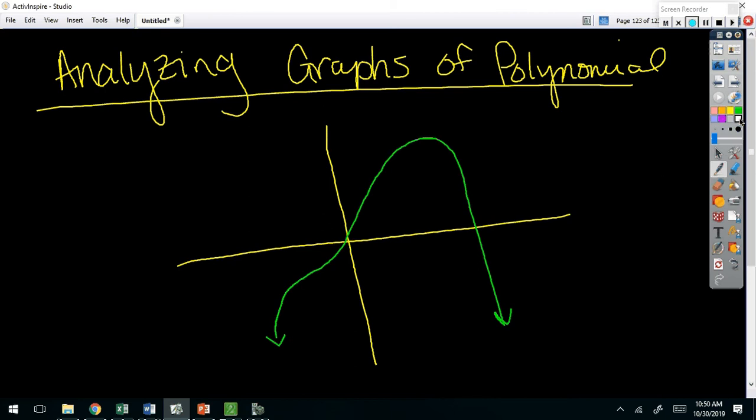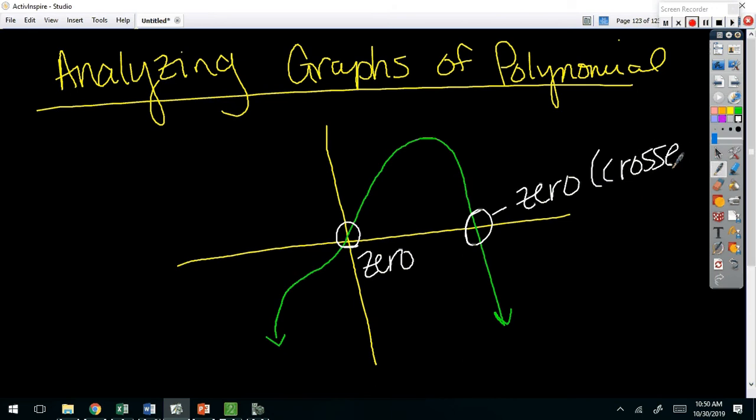Where would the zeros occur? When it crosses the x-axis. Where it crosses the x-axis, right? This would be a 0. We're talking about real zeros here, so where it crosses the x-axis. Crosses x-axis. Algebraically, so that's graphically what a 0 looks like.